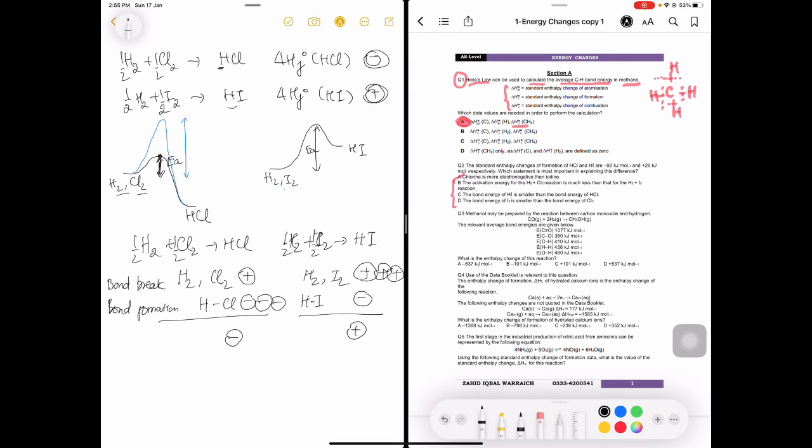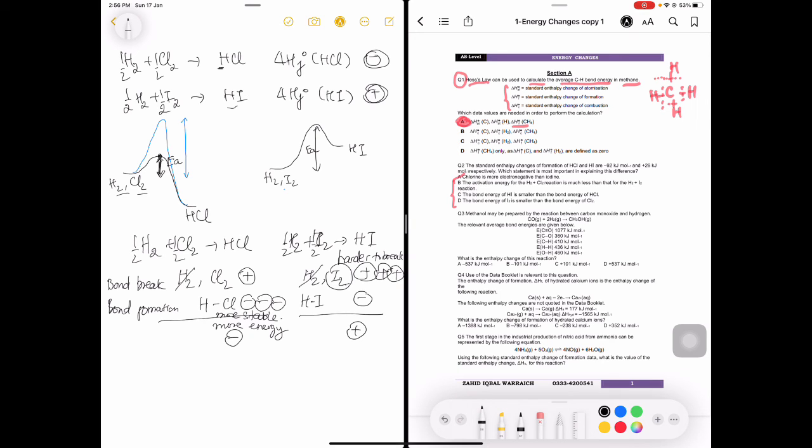If you compare the bond breaking process here, the hydrogen bond has to be broken in both reactions, but there will be a difference between the bond breaking of Cl2 and iodine. Because the bond breaking process for iodine takes in much more energy, the iodine bond will be harder to break. And if you look at the bond formation, forming HCl gives out a lot more energy than forming HI, which means HCl will be more stable.